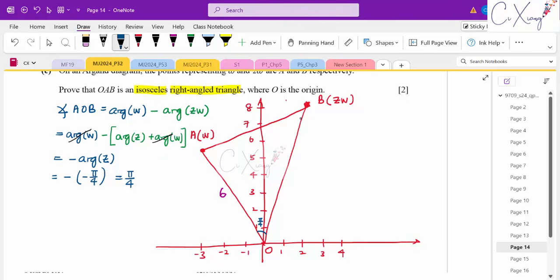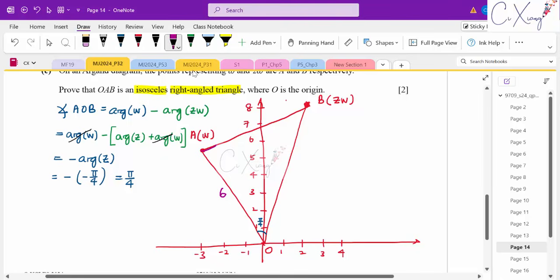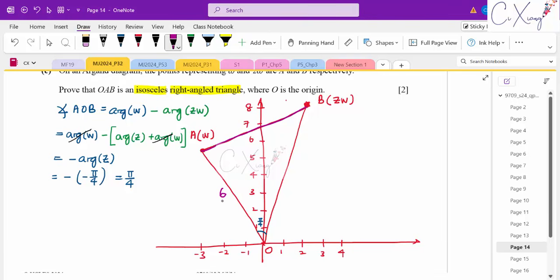Okay, so what I want to do now is maybe I try to find out the length of AB. And if I can prove that the length of AB is equal to 6, then basically the result is out, because these two sides are the same, which means that these two angles should be the same. And this must be 90 degrees at last. Okay, all right, so now I will find out the length for AB.